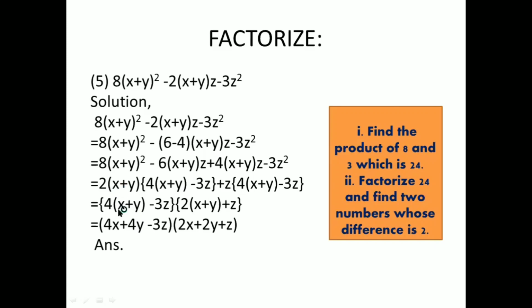Now remove this bracket. 4 into x is 4x, 4 into y is 4y, and minus 3z, and this is 2 into x, 2x, 2 into y, 2y, and z only. This is the answer. These are the factors of this question. Now let's move to the next slide.